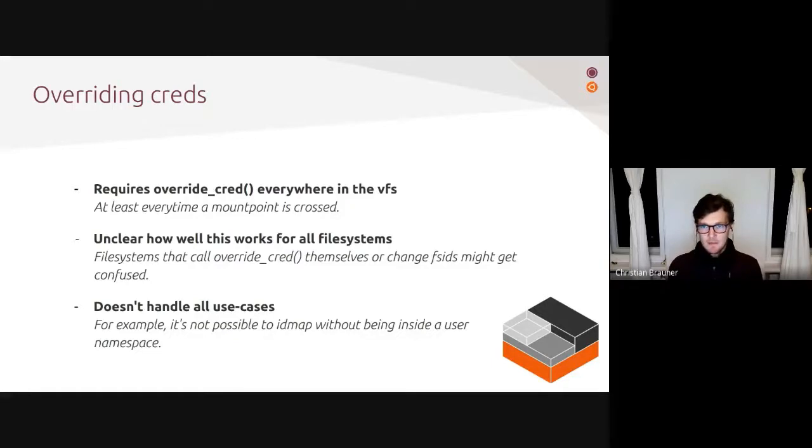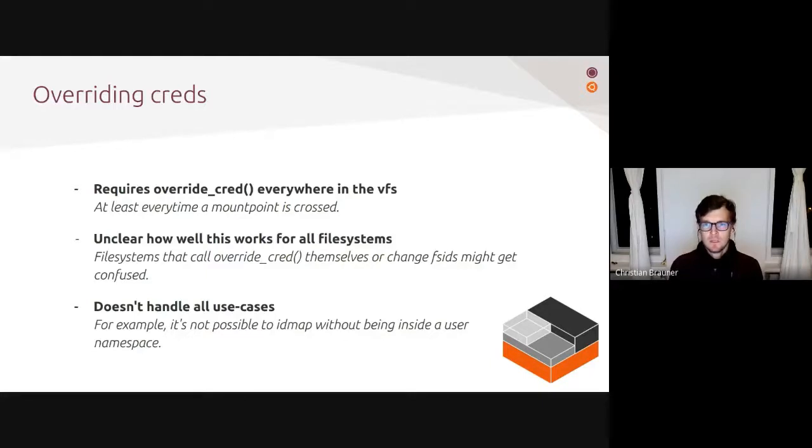Another approach is to use override creds. This has its own drawbacks. First of all, it seems elegant and clean, but you need to allocate temporary credentials in the VFS on each path lookup, and that's not great, especially if you consider RCU lookup mode.